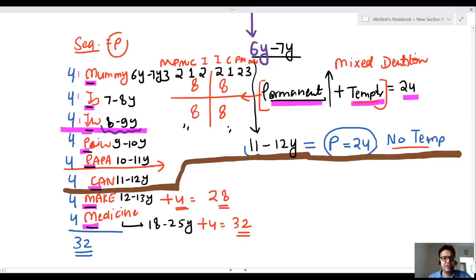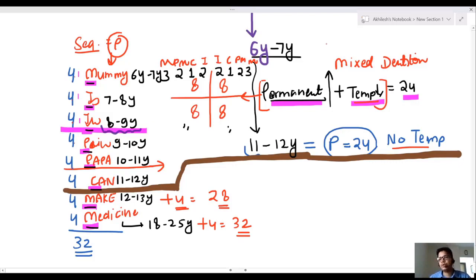This is the sequence of permanent teeth. It's very simple: 2 1 2 3, 2 1 2 3, 2 1 2 3. What is the sequence? Mummy is in pain, Papa can make medicine. What is the sequence of temporary teeth? IMCM, IMCM. That's very simple. This is the simplest trick we have.